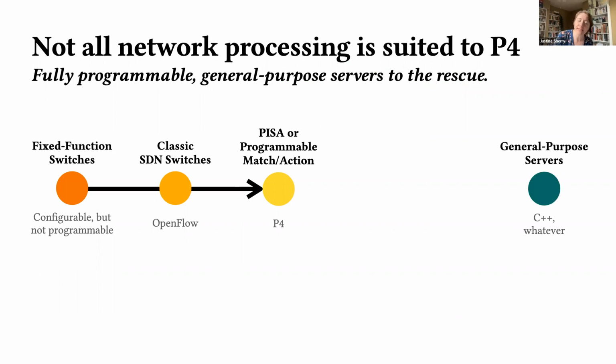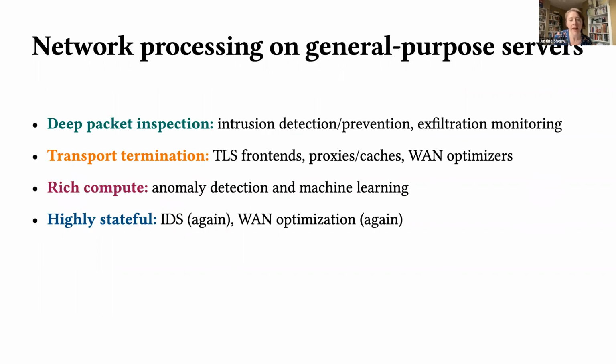But for everything that was left, the things that P4 couldn't handle, we threw it to general purpose off-the-shelf servers. And general purpose servers are programmable using classic programming languages like C++, and therefore they're the most expressive. And many important networking applications still rely on general purpose servers because they simply don't fit into the P4 model. And that includes applications like DPI, anything that relies on TCP reassembly, more complex computation, or highly stateful tasks.